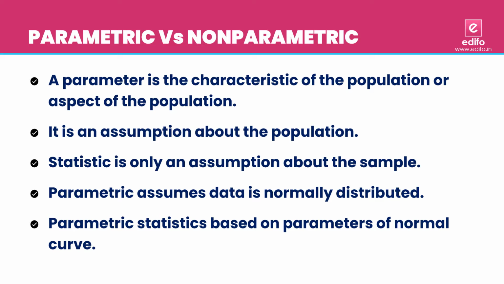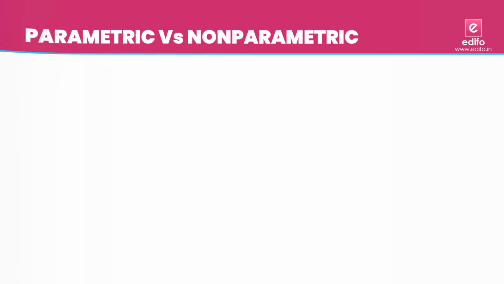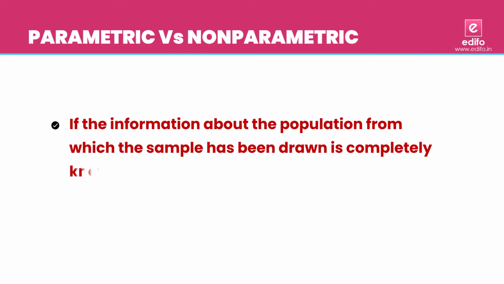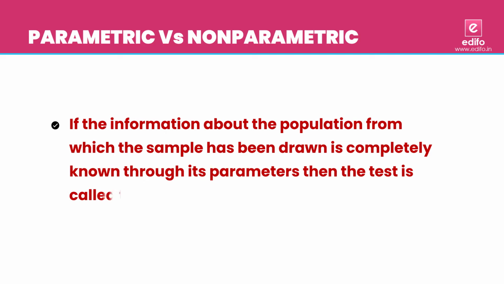In the parametric test, the assumption is made about the sample population. If the information about the population from which the sample has been drawn is completely known through its parameters, then the test is called a parametric test.